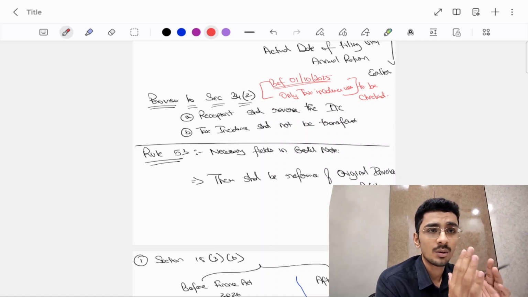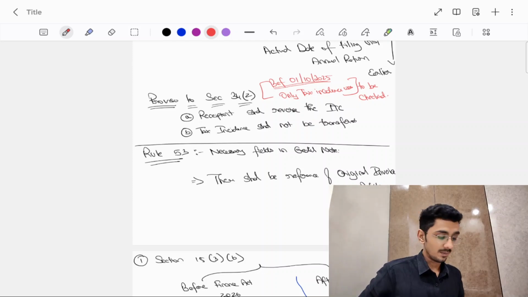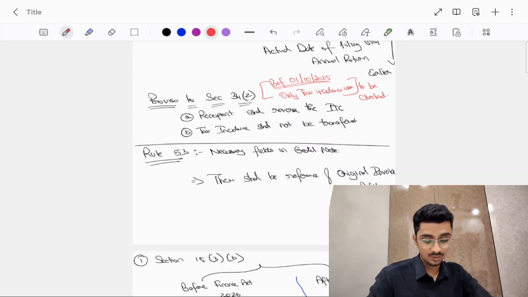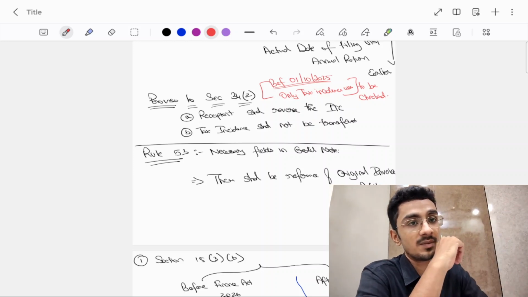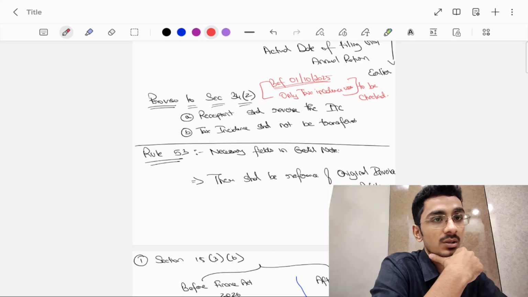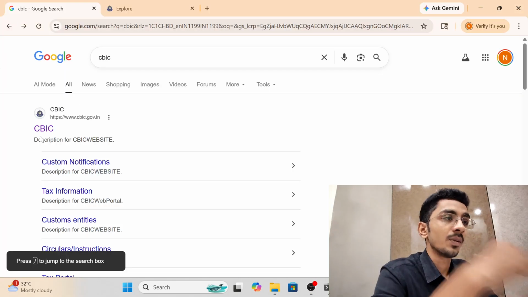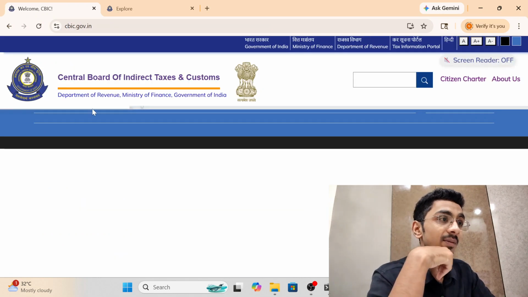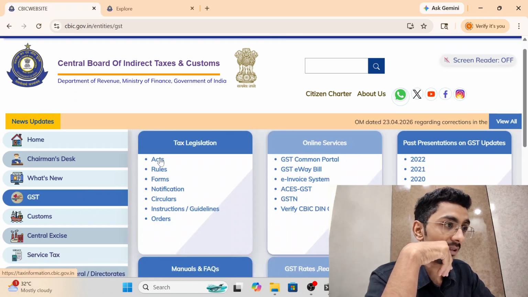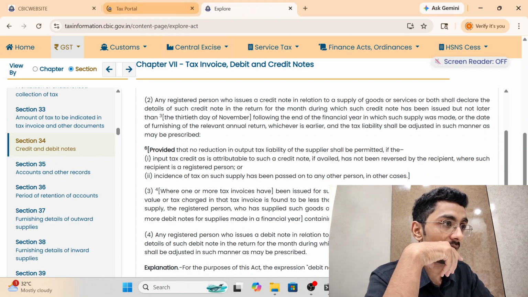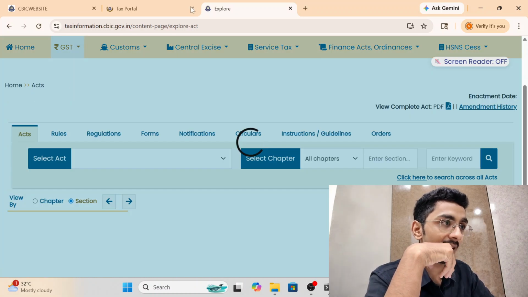Now we'll just quickly run through the provision part. We'll come back from our notes and come to the actual component, considering the implication of GST. We will run through the CBIC provisions once. Coming to the CBIC website, open this website. Come to GST. Once you come to GST, you will find Acts. Once you click Act, you will be coming to this portal.